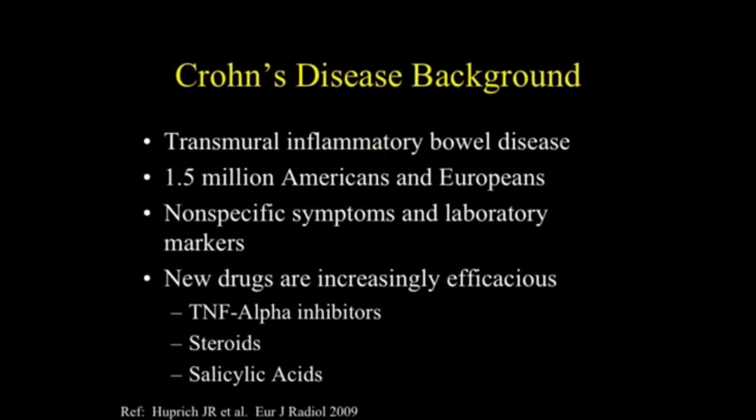Now, Crohn's disease is a transmural inflammatory bowel disease that affects a large number of Americans and Europeans every year, somewhere in the order of 1.5 million. Unfortunately, clinical and laboratory markers are relatively nonspecific, and this is a diagnosis that's difficult to make short of doing either a biopsy or using a CT scan. And it is a diagnosis that's important. New drugs are increasingly efficacious, TNF-alpha inhibitors, steroids, salicylic acids. So this is a diagnosis that you want to be able to make accurately based on imaging.